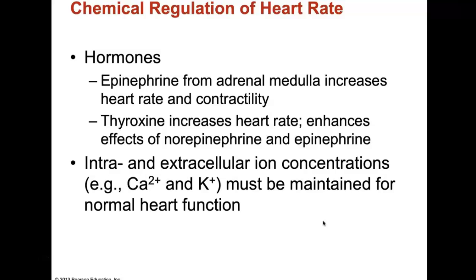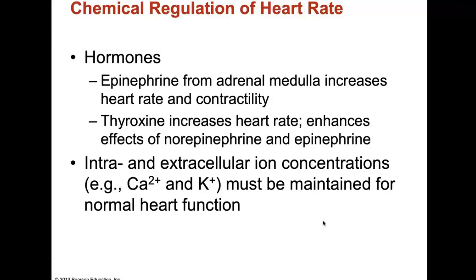We also have thyroxine, which is from the thyroid gland, and it's going to increase metabolic rate and production of body heat. When in large quantities, it causes a sustained increase in heart rate. Thyroxine acts directly on the heart, but also enhances the effects of epinephrine and norepinephrine.